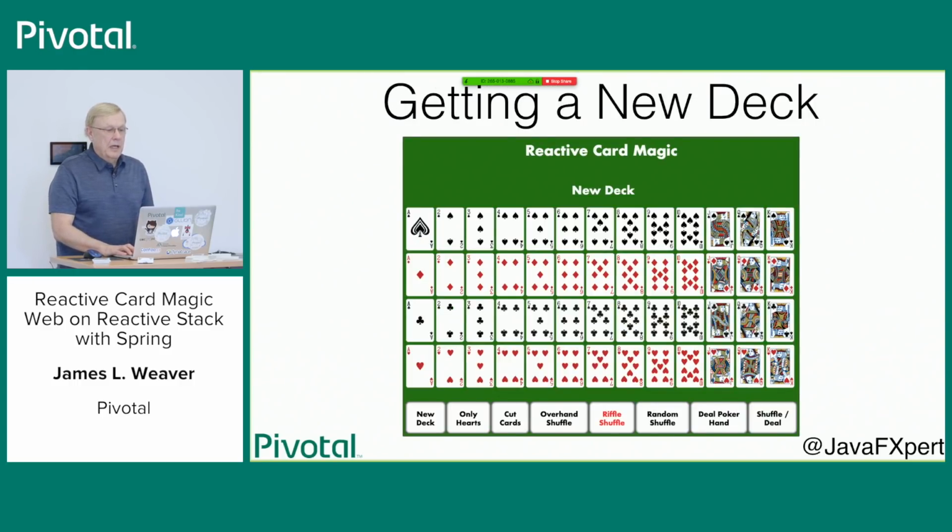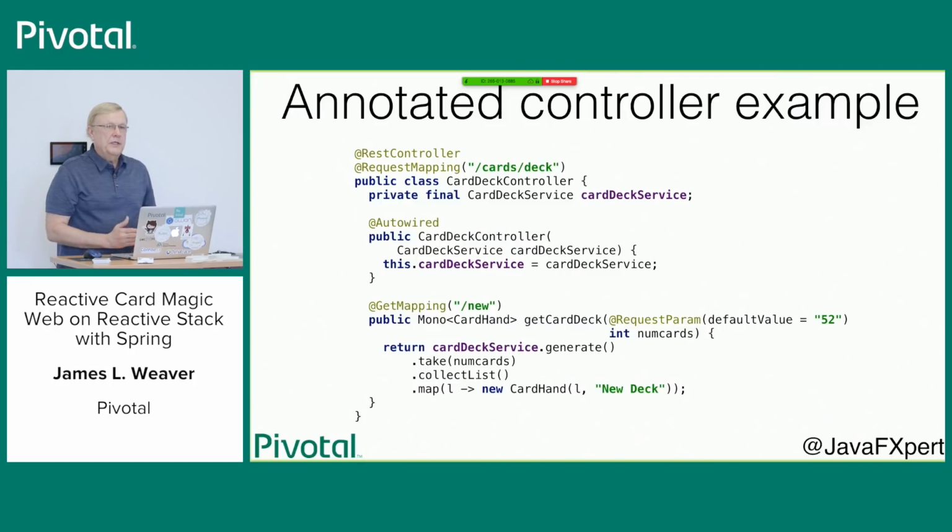Okay, so, getting a new deck, and that was where, remember, we hit new deck and then we saw all of our cards. So here, if you're familiar with Spring MVC, this is going to look very familiar to you because we've got all the annotations that we have in Spring MVC, only this is a reactive controller. So we have @RestController, same as Spring MVC. Request mapping starts to define our endpoint. And we have a class for our controller.